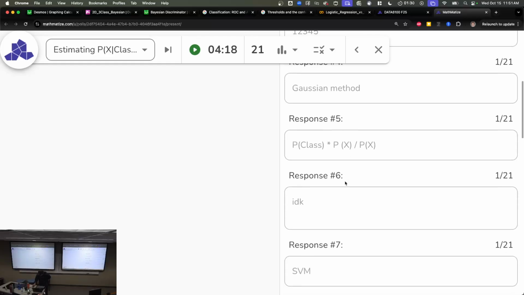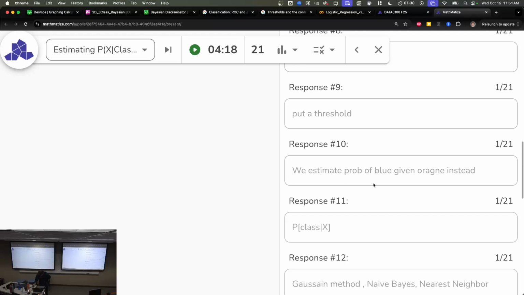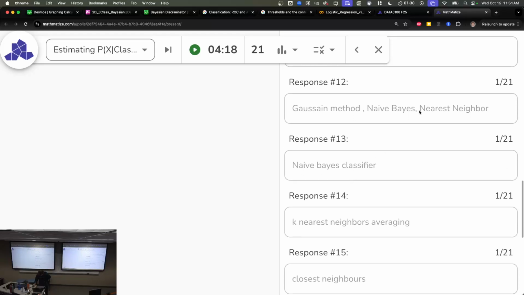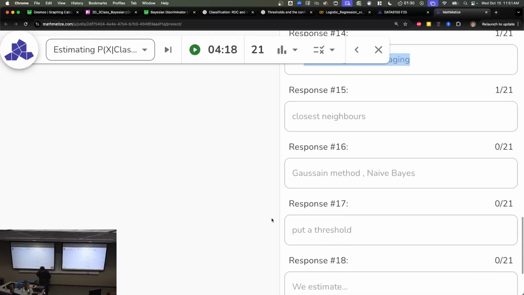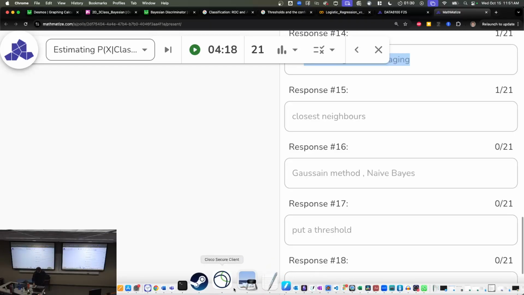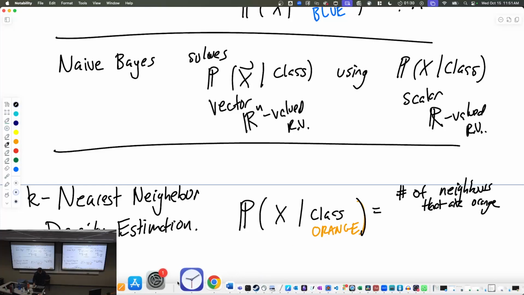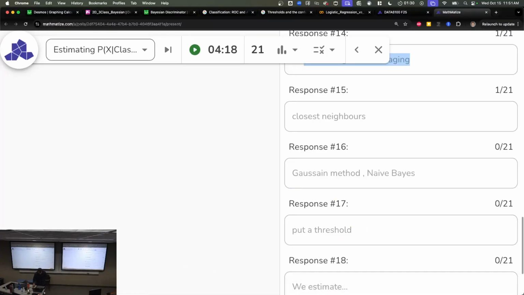So lots of good ideas. Nearest neighbor. Okay, so there is nearest neighbor, and K nearest neighbor is averaging. Okay, here's the problem with this thing. If I'm just looking at the oranges, I want the probability of x given the class is orange. This is something we should be able to do with only the orange points.